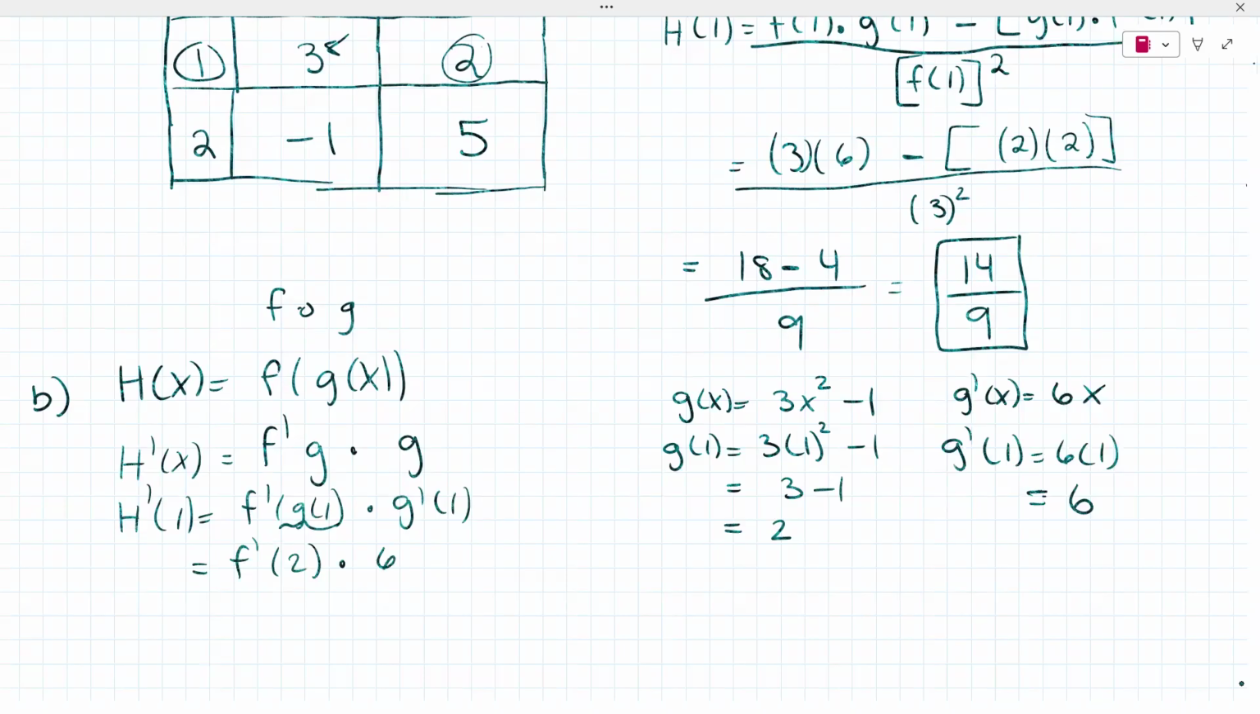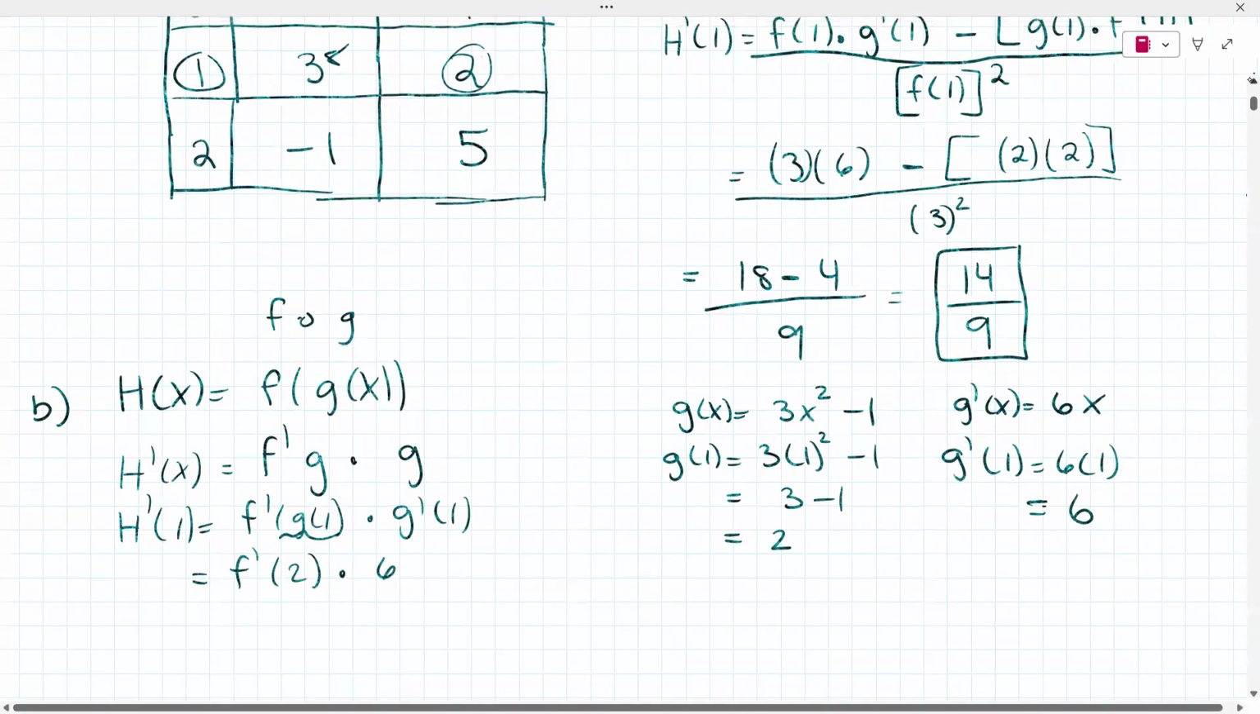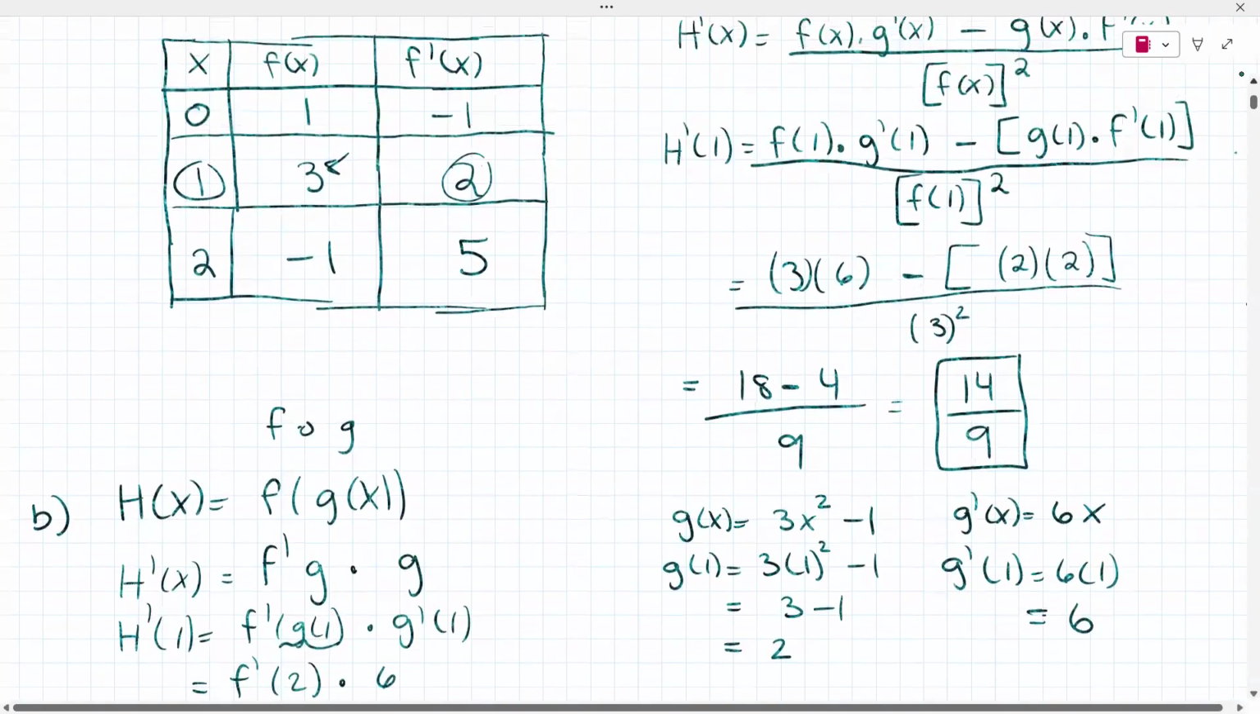Okay. So how do you find f prime of 2? We look at the table. Okay, so here's f prime. If you plug in 2, it spits out 5. So f prime of 2 is 5.